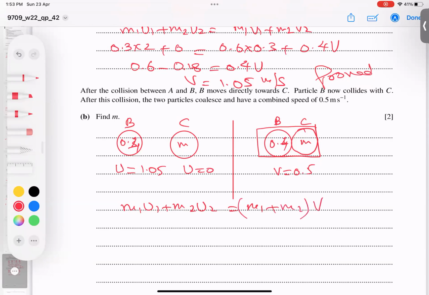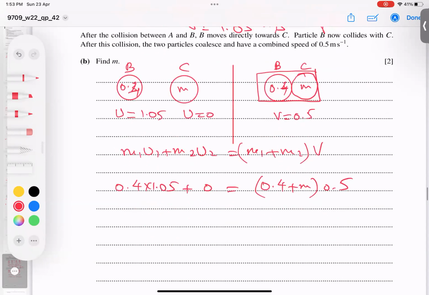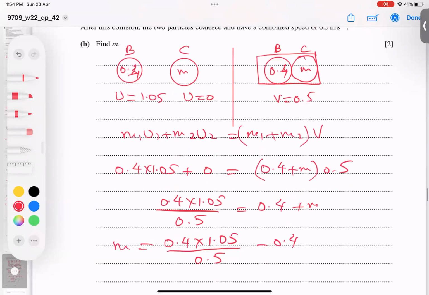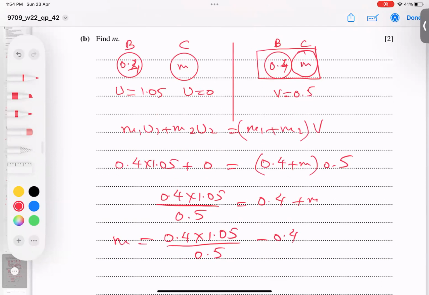Now plug in the values: mass 0.4 times 1.05, and this is 0, and there's 0.4 plus M and 0.5. This 0.5 will divide, so 0.4 times 1.05 over 0.5 equals 0.4 plus M, and this will subtract now. So 0.4 times 1.05 over 0.5 minus 0.4 will give us the mass. And now I'm typing it in the calculator.